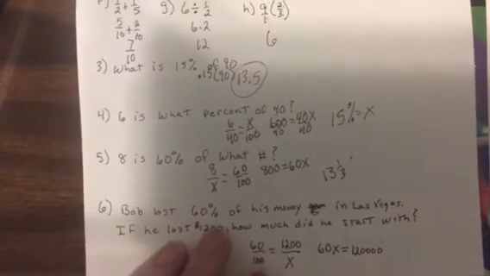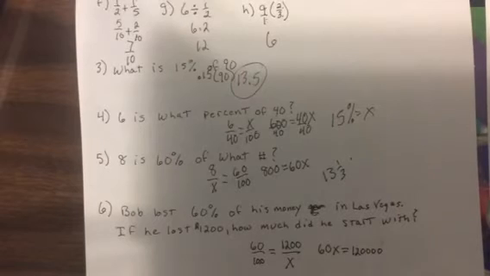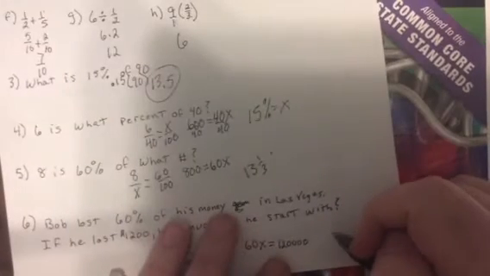Holy jeez. So we have 120. So 1, 2, oh, I messed up. Shoot. Sorry, my calculator messed up. So let's see. So 1, 2, 4 zeros divided by 60. And I get $2,000.